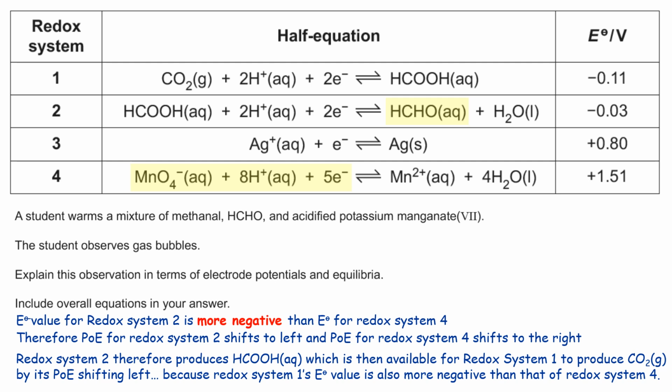So for redox system 1 to produce carbon dioxide gas, which would explain the gas bubbles, it has to also shift from right to left. So therefore, redox system 1's electropotential value is also more negative than that of redox system 4. So redox system 1 will also be reversed, and you will end up with carbon dioxide gas being given off.